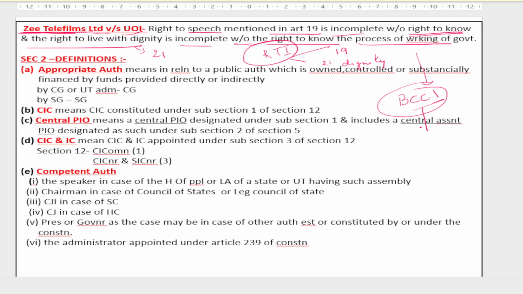Now, the BCCI is the regulatory body for cricket in India. It has virtually monopolistic powers with respect to regulating cricket in India. When the Indian cricket team plays at the international level, it is said to represent the BCCI. The BCCI is actually a private body, but the Indian cricket team is actually representing the people of India also.